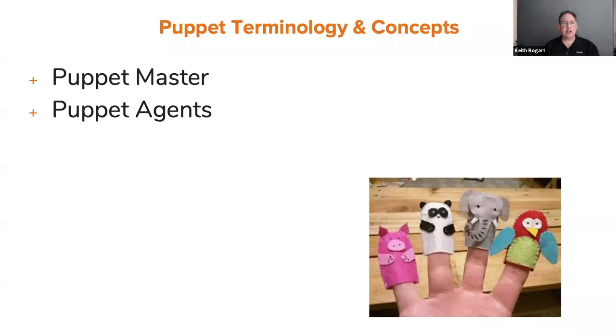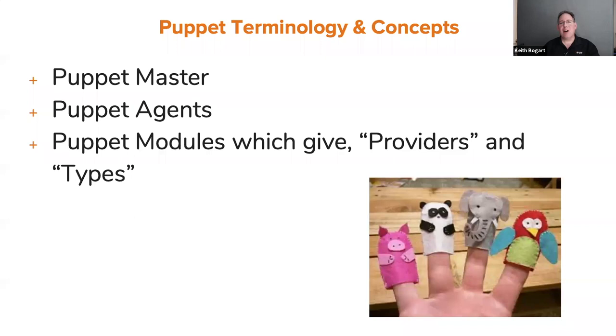Then we have Puppet modules, which give providers and types. So a Puppet module is that component of the software that knows how to access Cisco, which is different than Juniper, which is different than HP. So you would select a module that's appropriate for Cisco. You would select another module that's appropriate for Juniper, right?